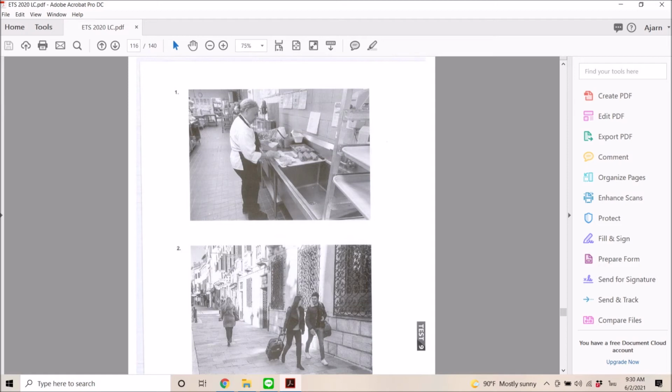Number 50. Who most likely are the men? Number 51. What does the woman want to discuss first? Number 52. What will the woman most likely do next? Questions 53 through 55 refer to the following conversation.